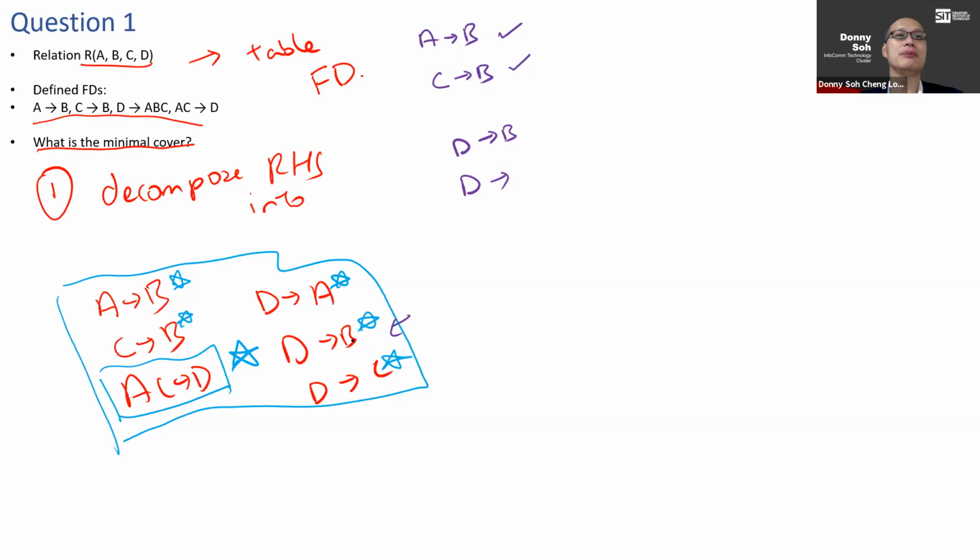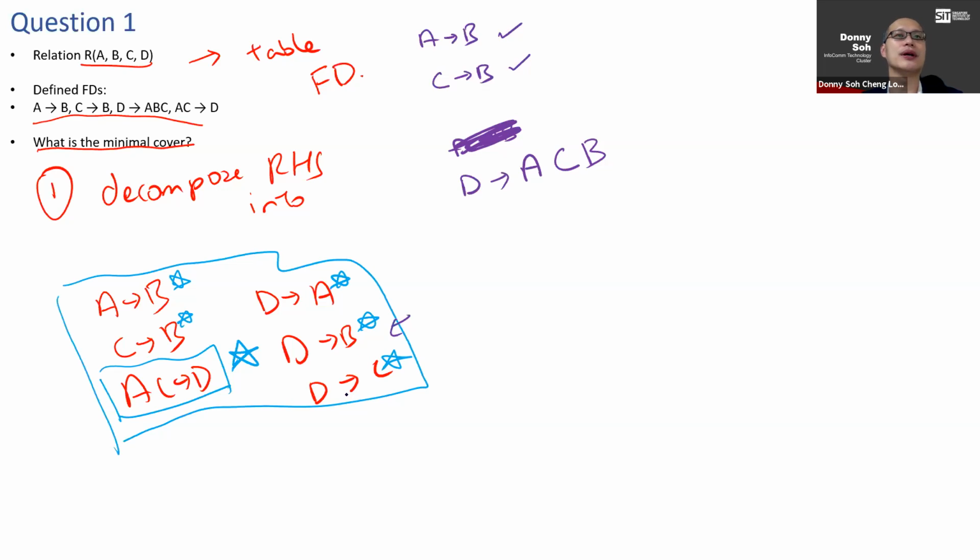So in D imply B, let's say I don't have this. I know that D imply A from here. I also know that D imply C from here. And D imply B also from here. And so because of this relationship, I know that this is not required. And so we drop this relationship.